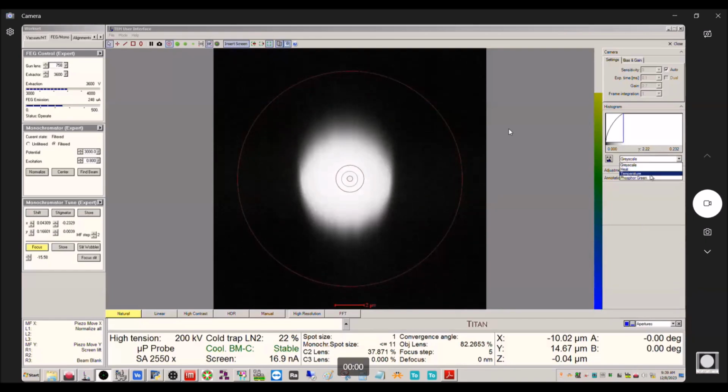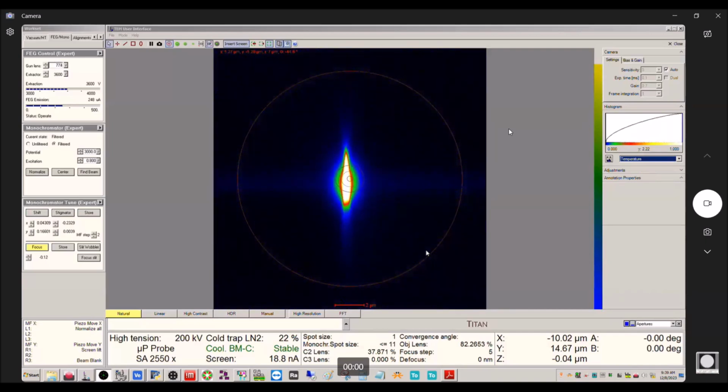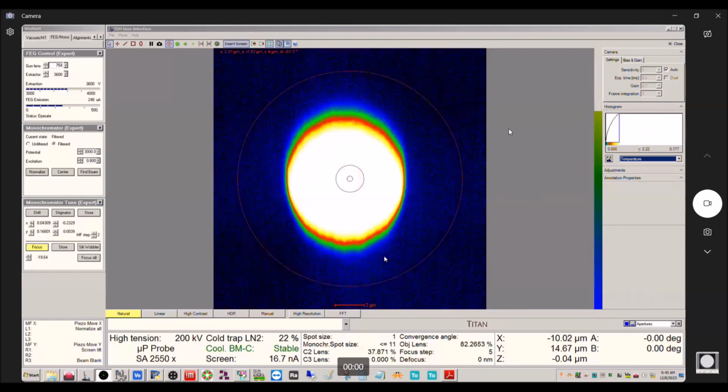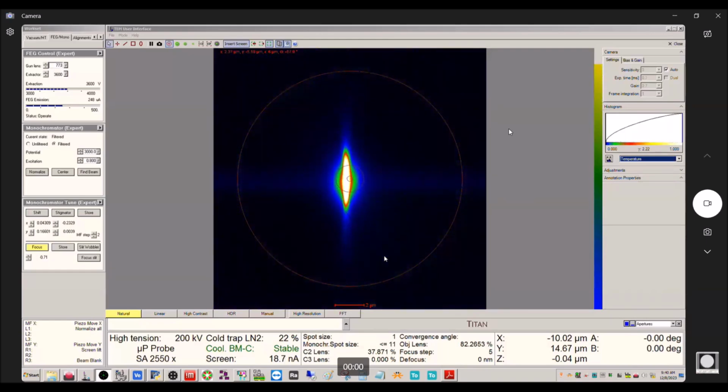Then I'm going to change this to temperature because we can see this a little bit better. And why are we seeing heat, temperature? Is this because I'm seeing stuff underneath it? I don't know if that's because I'm seeing the support film. Let's see. Okay, but basically we need to fine tune this here.